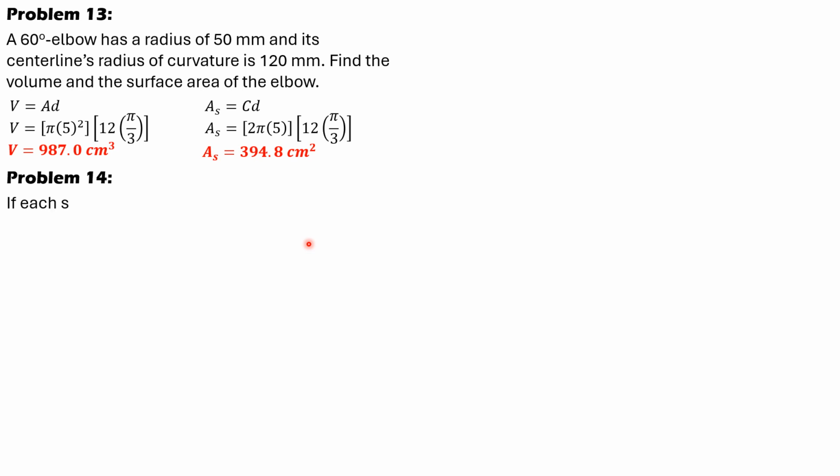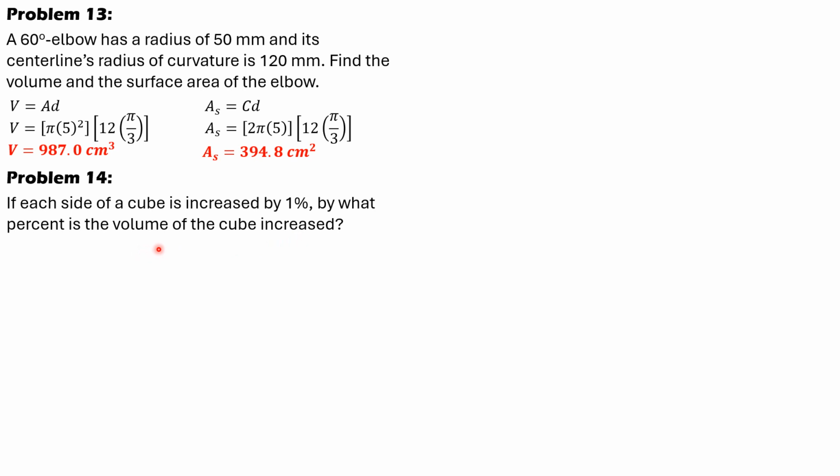Problem 14. If each side of a cube is increased by 1%, by what percent is the volume of the cube increased? So we can apply the principles on similar solids here. The new volume as to original volume equals the new dimension cubed, which is 1.01 of the original E cubed, over original dimension E cubed. So volume new as to volume original equals quantity 1.01 E cubed over E cubed, because the side of the cube is increased by 1%.